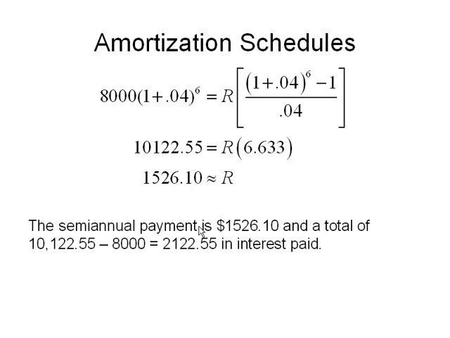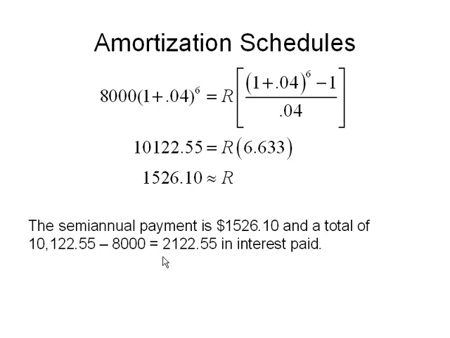We know what our payment is. We know we're going to pay back a total of $10,122.55. If we subtract off what the original loan amount is, we see that we're going to have $2,122.55 in interest that we're going to be paying. So with that in hand, let's go ahead and create our amortization schedule.